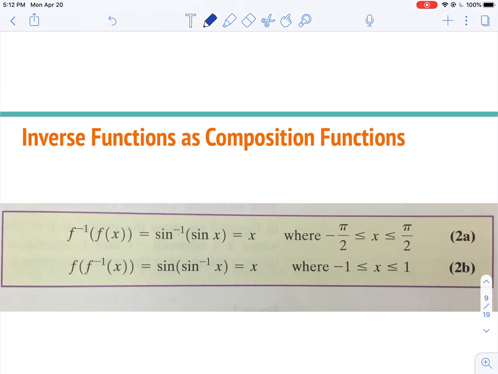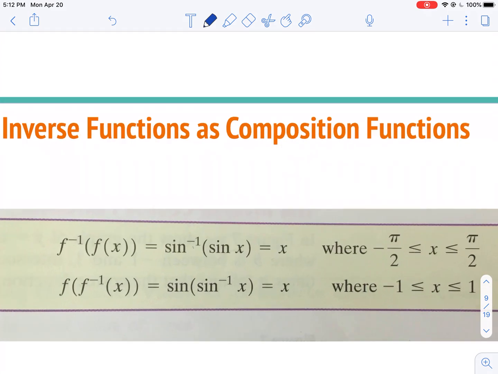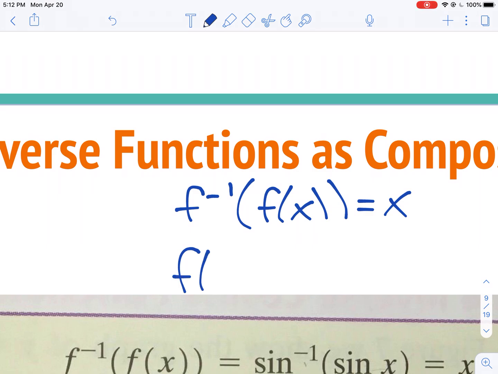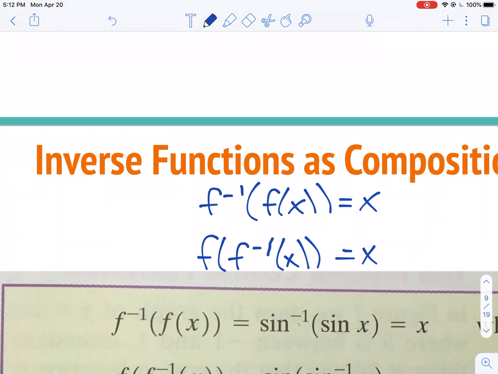Now, this is where it starts getting weird. We've learned this prior. So if you recall, if you plug a function into its inverse, if you make the composition function of the inverse of the function, it's going to be equal to x, just like if I plug my inverse function into the original function and make this a composition function, it's going to be equal to x. It's whatever is equal there.